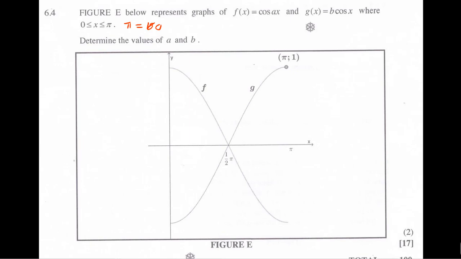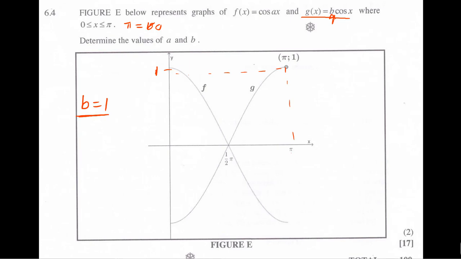Now it's just 2 marks. They want us to find the values of a and b. The one that is easier always to find in this case is b, the amplitude. So in this case, we look at the highest value. So we go to g of x, and we've got pi and 1. So you know that this is the pi, and the other side, it is the 1. So in other words, b is equal to 1. That's the amplitude, the highest point of the graph.